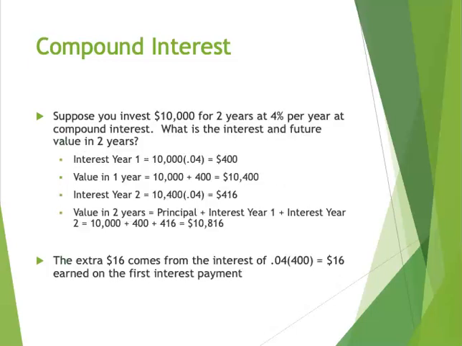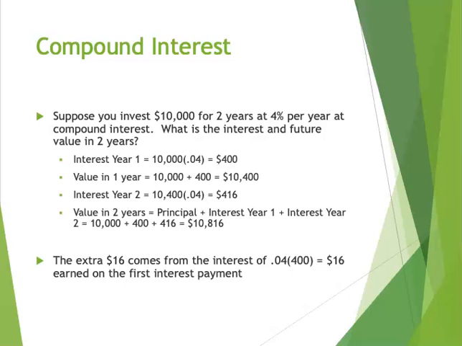So let's look at the same example from what we saw in simple interest, but now let's look at it from the lens of compound interest. Again, you invested $10,000 for 2 years at 4% per year, but now it's at compound interest. At the end of year one, you would earn $400 of interest, which is the 4% times the $10,000. So the value at the end of year one would be the 10,000 principal plus the 400 in interest, making it 10,400.